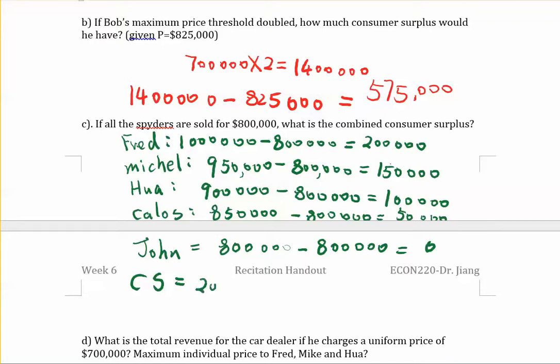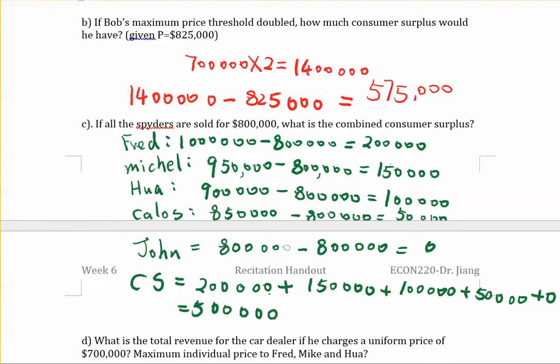Now we can calculate the consumer surplus for the whole market by adding all the consumer surpluses together. So that is $200,000 plus $150,000 plus $100,000 plus $50,000 plus 0. If you have a calculator, you can do the calculation, and we will get $500,000.